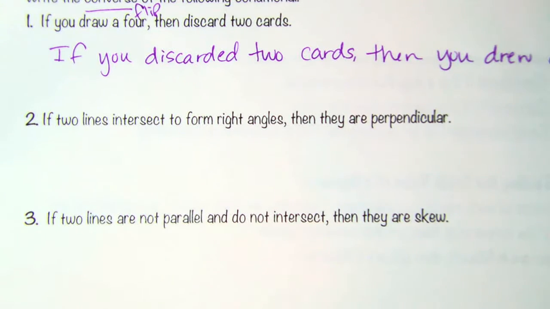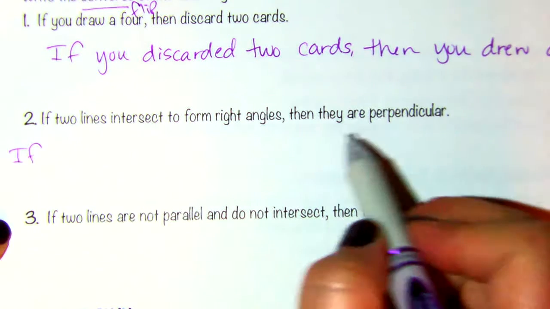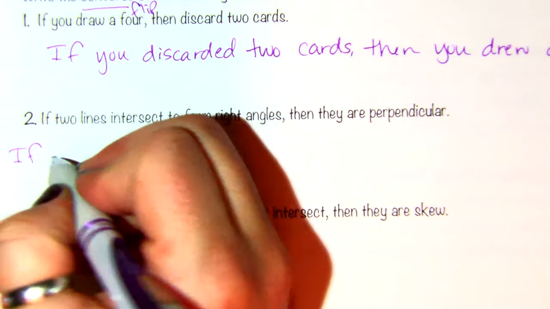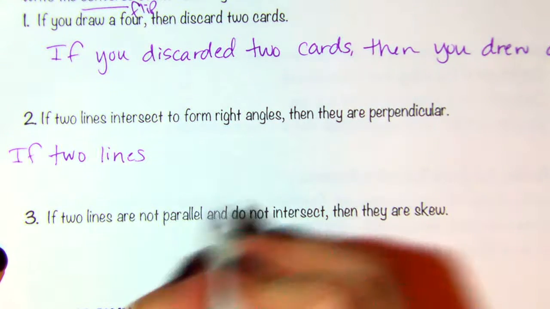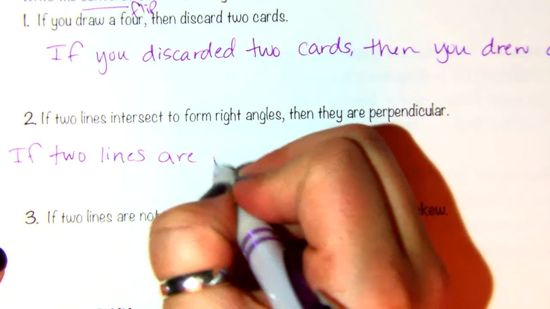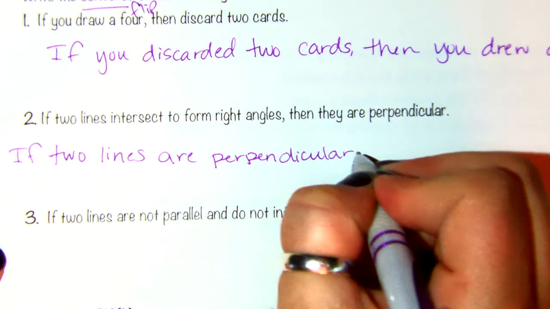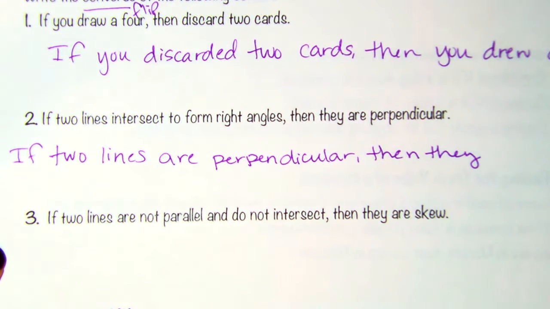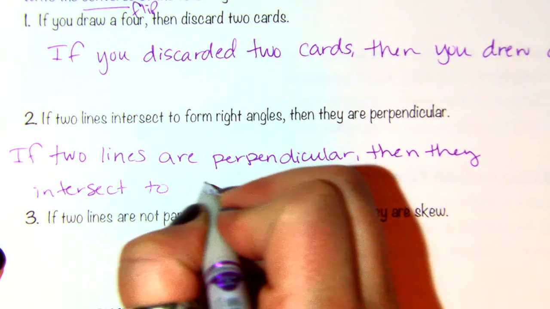Number 2, if 2 lines intersect to form right angles, then they are perpendicular. So don't use they here because we don't know what they are yet. So if 2 lines, so make sure you've got a subject in the beginning. If 2 lines are perpendicular, then now you can say they intersect to form right angles.